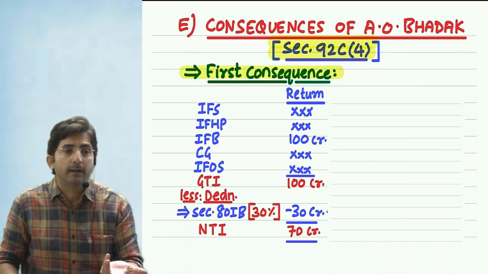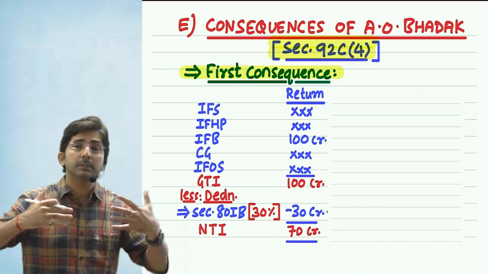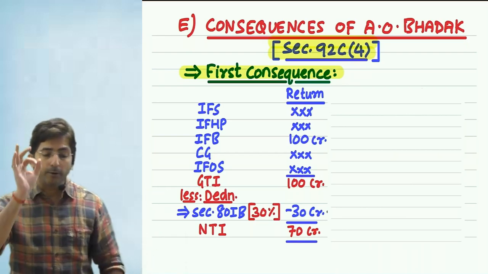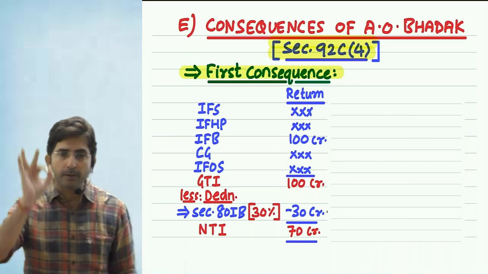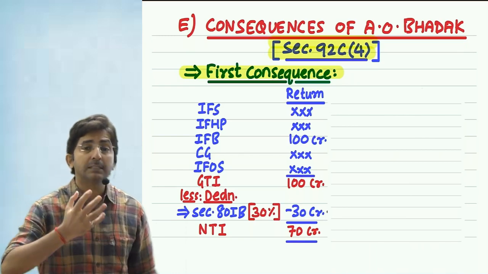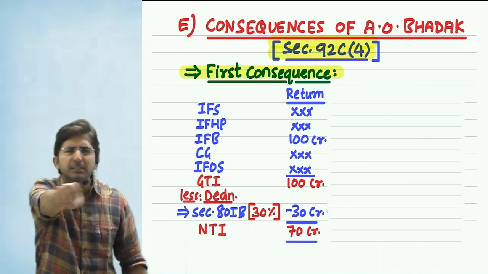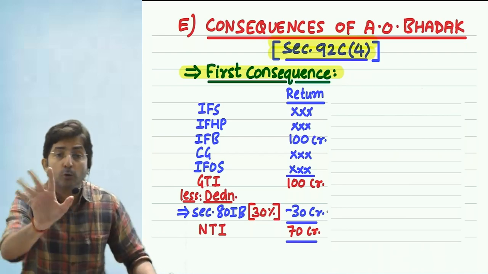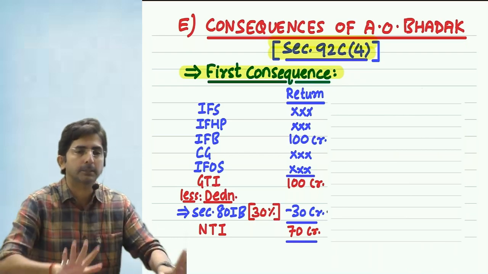Some get 25%. And you know what is the logic of this 80IB? To promote certain businesses. There are certain businesses which are important for the country. And to encourage and to promote such business, law has given incentive. And what is the incentive? That if you carry on such business, 100% of your profits will be exempted. Not always 100, sometimes 30, sometimes 25. Please buy at these 3 percentages.